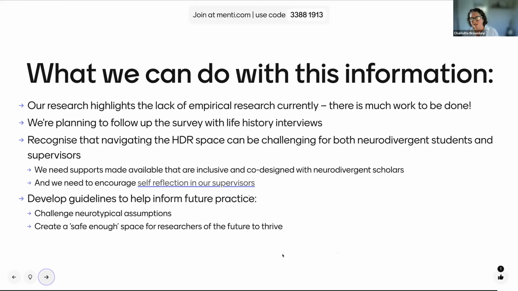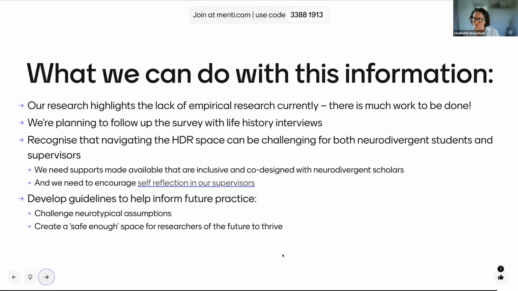But what we do know is that the supports, whatever we create, need to be co-designed collaboratively with neurodivergent scholars, so HDR students and HDR supervisors. So we really need to make sure that we're doing that kind of co-produced research if these supports are going to be, A, inclusive, but B, appropriate and effective.